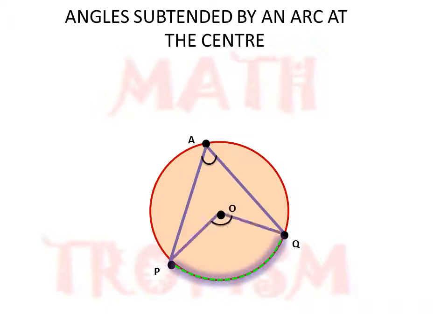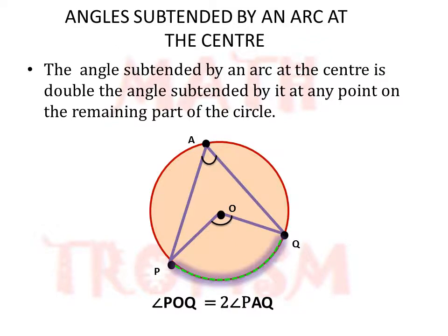Now let us join the center also. So OP and OQ are joined. So now the angle at the center is angle POQ. We can see that the angle subtended at the center will be twice the angle subtended at any point on the remaining part of the circle. So it means that angle POQ will be equal to twice of angle PAQ, and it is given as: the angle subtended by an arc at the center is double the angle subtended by it at any point on the remaining part of the circle.